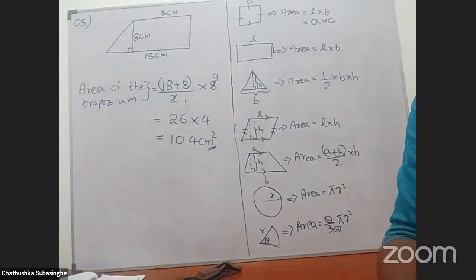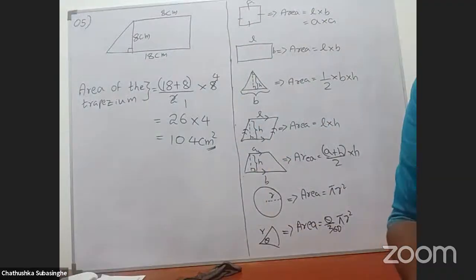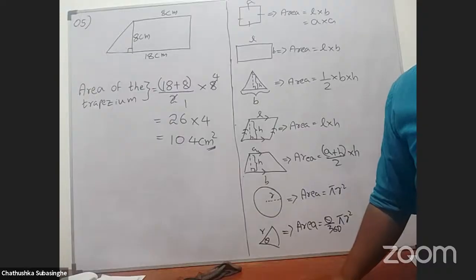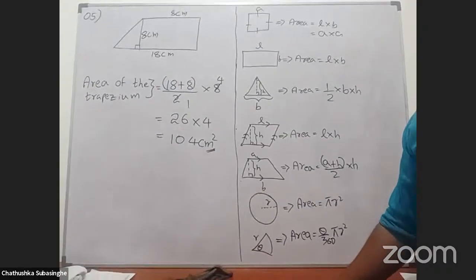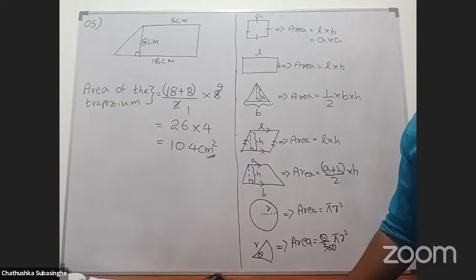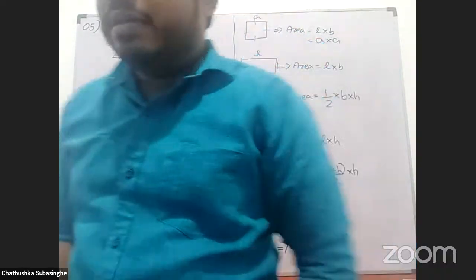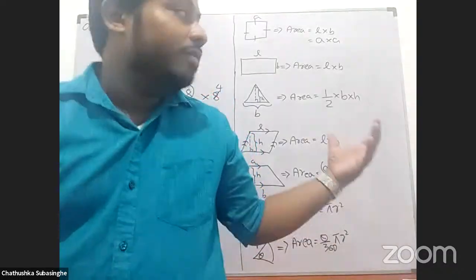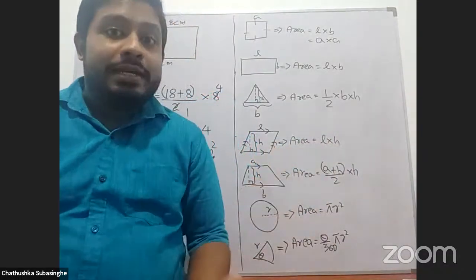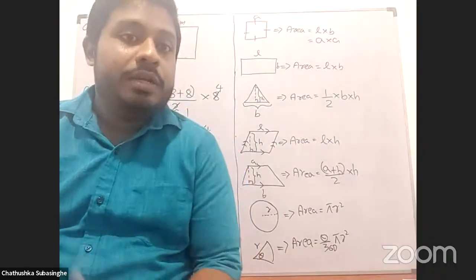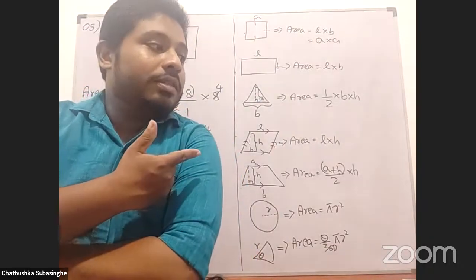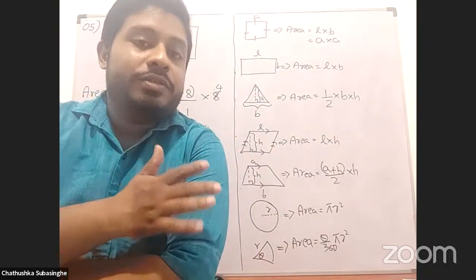Right, what about the area of the cylinder and cone? Actually, those are solids, right? Here we are talking about 2D figures. These are not 3D objects, these are 2D objects. So that is a different part, as I told you.